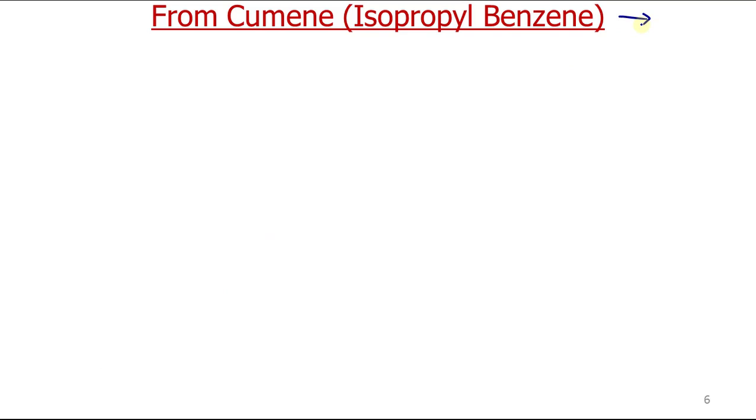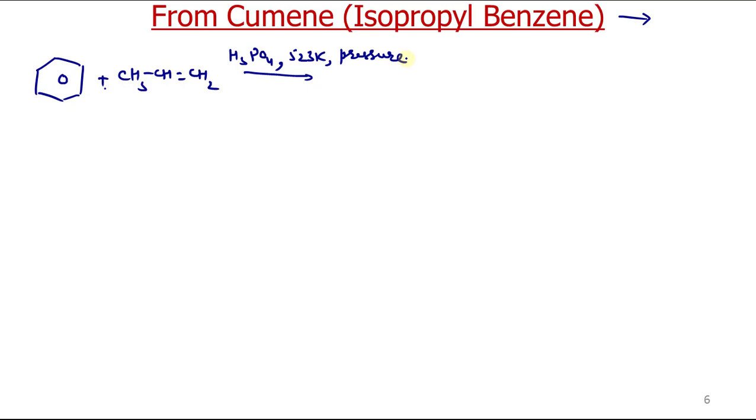So basically in this step, first we prepare cumene from the reaction of benzene and propene. This is your benzene. It reacts with CH3 CH double bond CH2, which is propene, in the presence of phosphoric acid, and the temperature is 523 Kelvin, and we need some pressure also. This is basically a Friedel-Crafts alkylation reaction. I will write its mechanism one by one. So you get isopropyl benzene, which is called cumene.